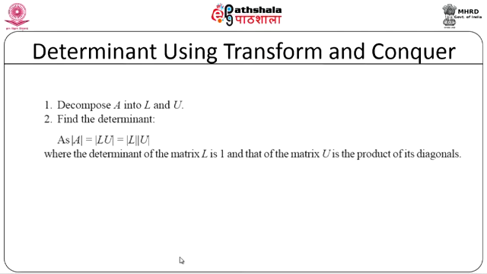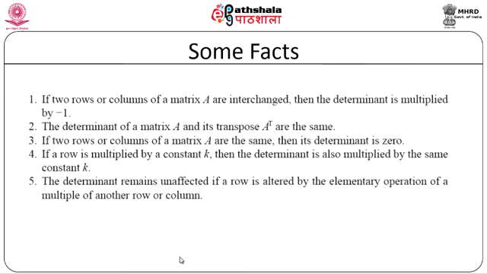So, what is the beauty here? The beauty is very simple: the determinant of the matrix L is going to be 1. Therefore, the problem of finding the determinant is reduced to the determinant of the matrix U, which is going to be the product of its diagonals. Just by multiplying the diagonals we can find the determinant of the whole matrix A.